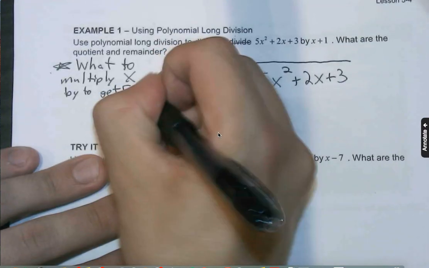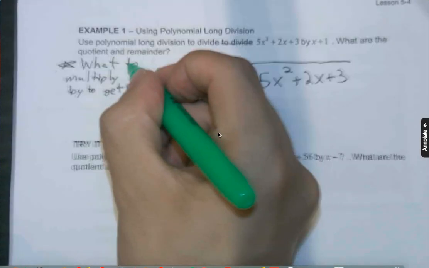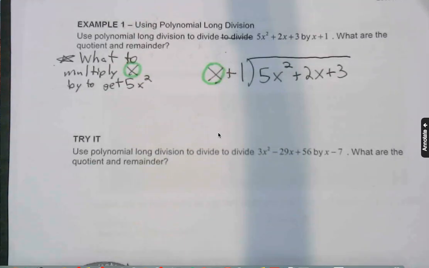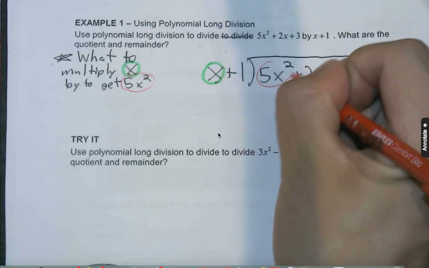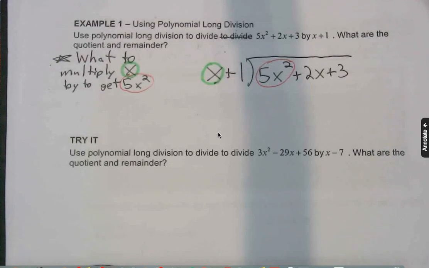And I'll try to color coordinate on this a little bit. So I'm trying to think, what would I multiply this x by to eventually achieve 5x squared? Because we want to try and cancel these out. I'll give you a moment to think that out. What times x would get us 5x squared? So hopefully you're saying 5x.